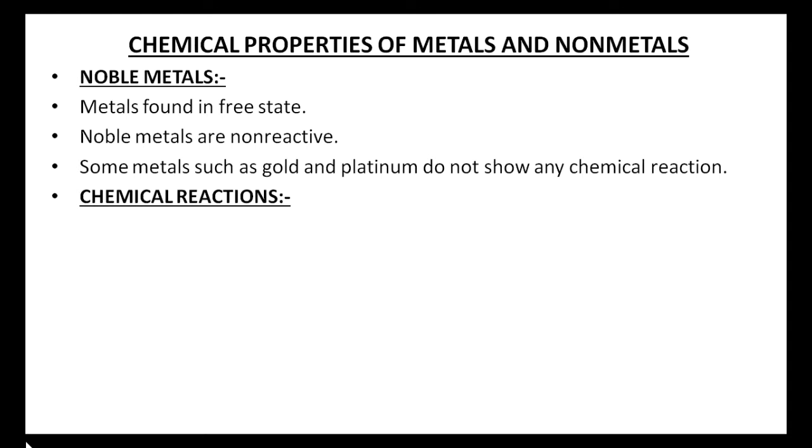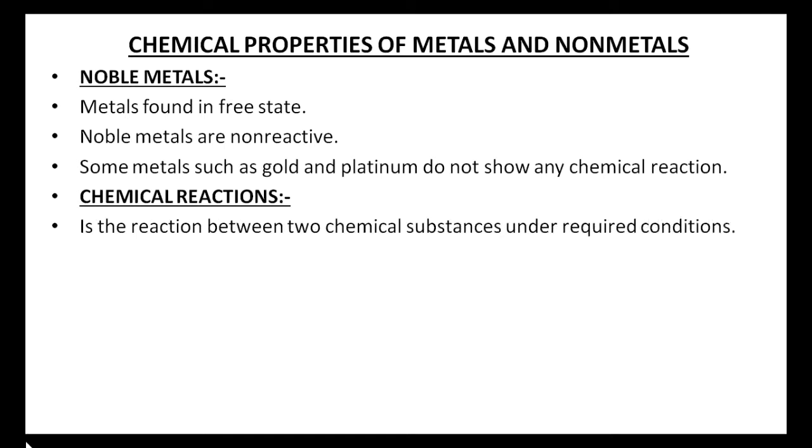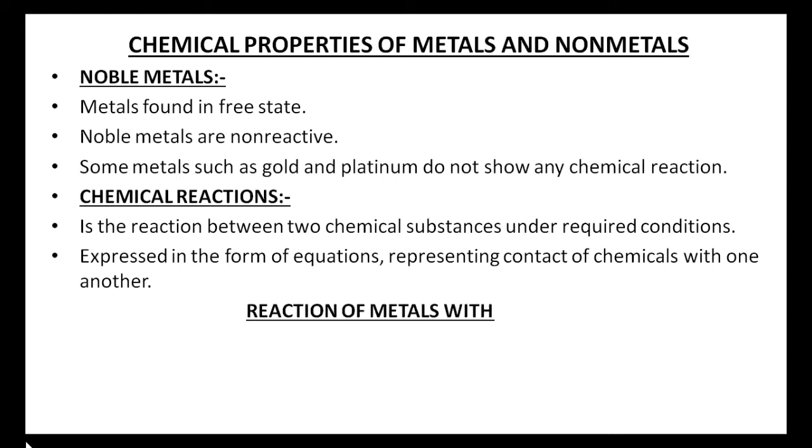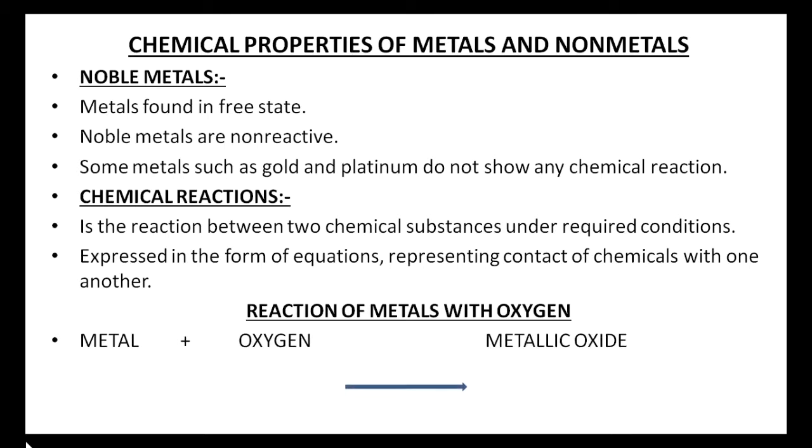Chemical reactions. A chemical reaction is a reaction between two chemical substances under required condition. Chemical reactions are expressed in the form of equations representing contact of chemicals with one another. Reaction of metals with oxygen. When metals react with oxygen, they form metallic oxide.